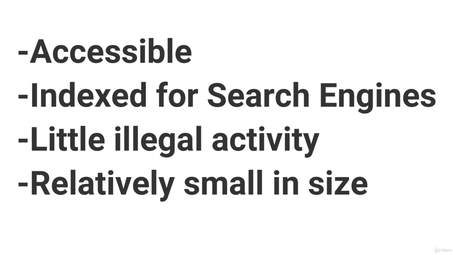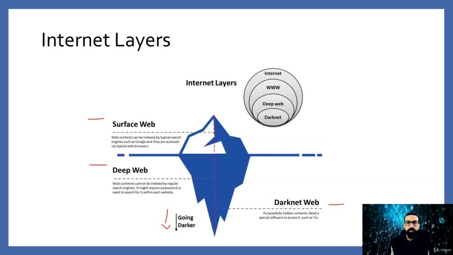For example, you open google.com, you search for news, you open bbc.com, you read the news, and that's it. You don't need any special software, permission, or payment, and you don't need any special protocol or technique to access it. This is the surface web, which we, as standard users, browse regularly.